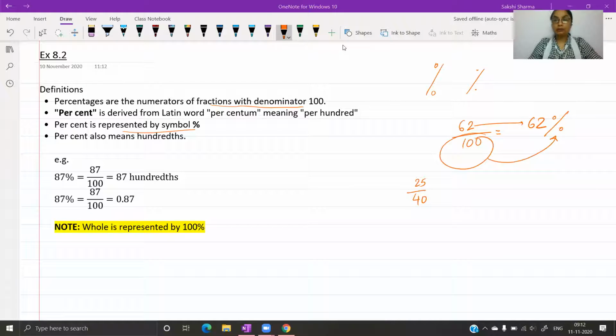100. And if you can recall, when we learned decimals the very first time, if there is a fraction whose denominator is 100, what else can we write it as? We can write it as hundredths. So 87 over 100 or 87% can be written as 87 hundredths. And you also know how to convert a fraction.